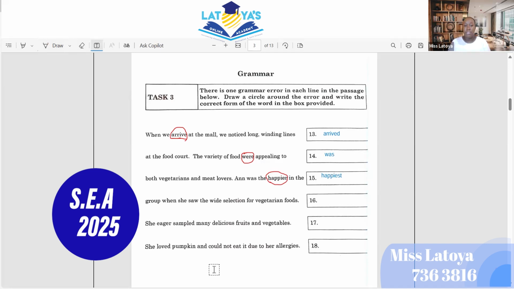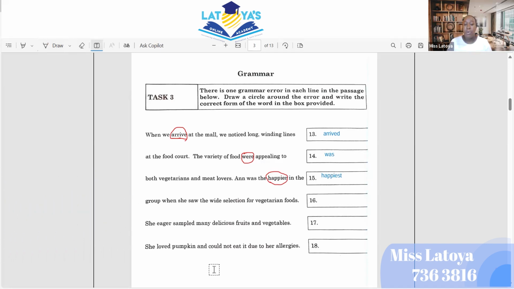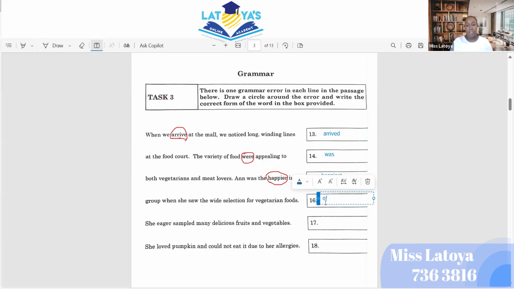Anne was the happiest in the group when she saw the wide selection for vegetarian foods, or of vegetarian foods. Anne was the happiest in the group when she saw the wide selection of vegetarian foods. So we're going to change that preposition to of. Let's read it with the corrections. Anne was the happiest in the group when she saw the wide selection of vegetarian foods.